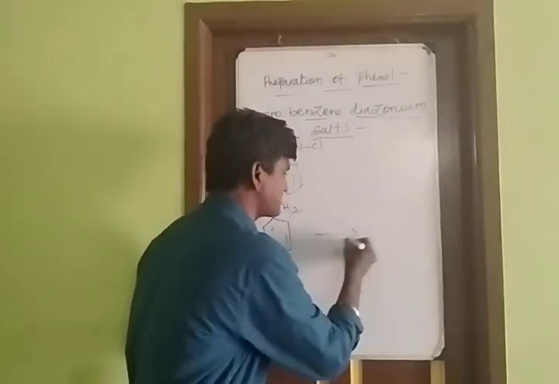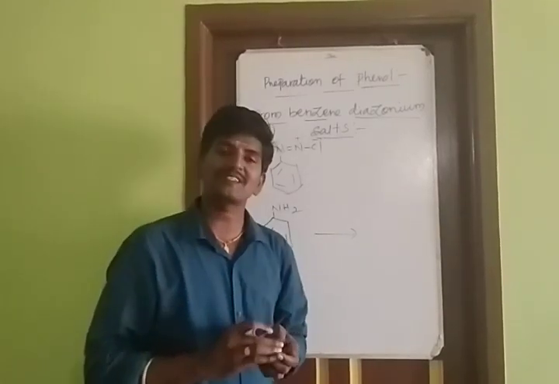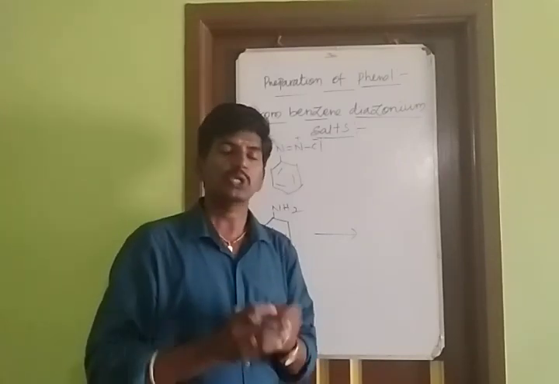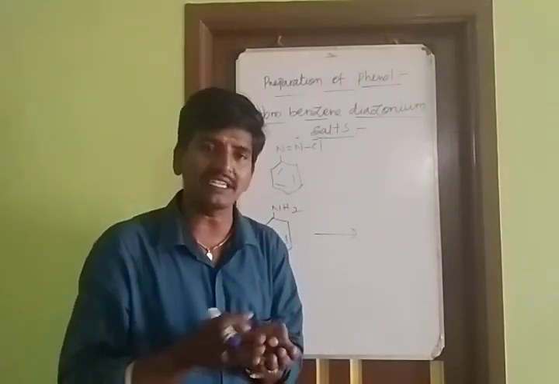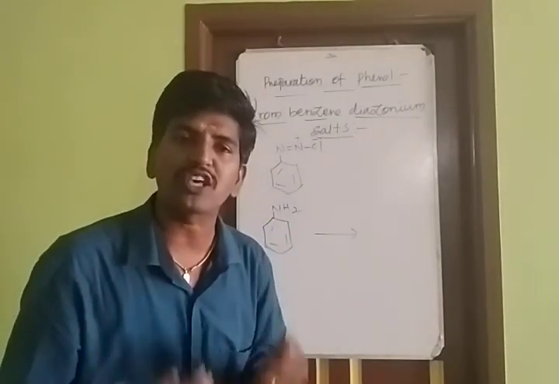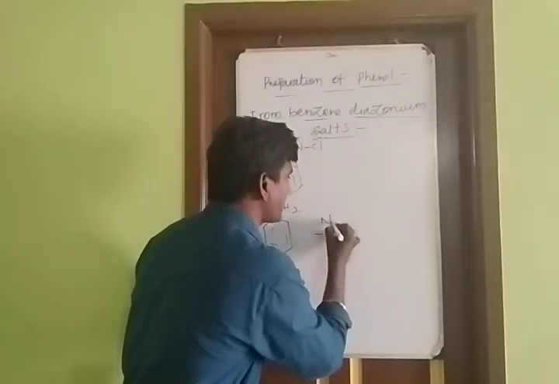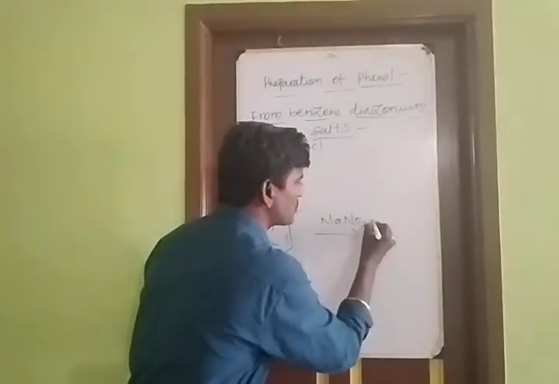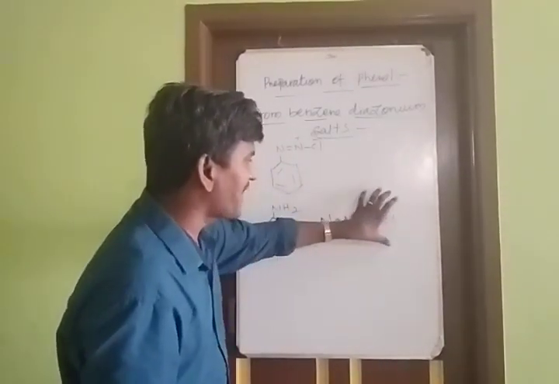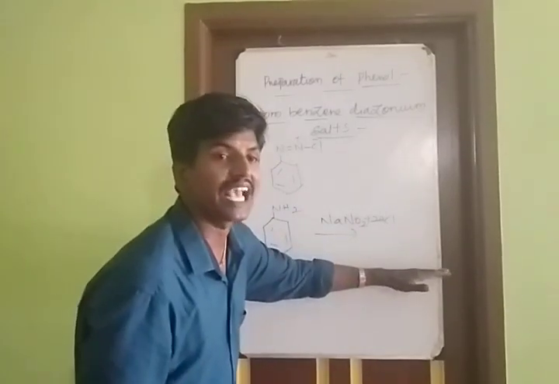React with nitrous acid. But actually we can't add nitrous acid, because nitrous acid is easily involved in oxidation process, so it becomes nitric acid. So we can't add nitrous acid. So I am going to add a mixture of sodium nitrite and hydrochloric acid. NaNO2 plus 2HCl. This mixture of sodium nitrite and hydrochloric acid reacts with aniline, and it becomes benzene diazonium chloride.